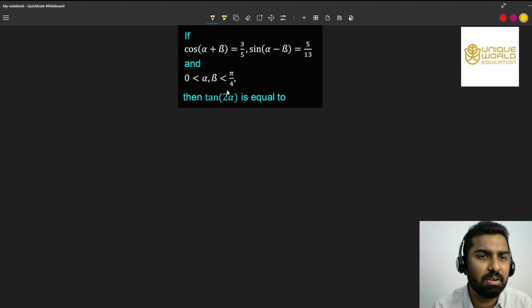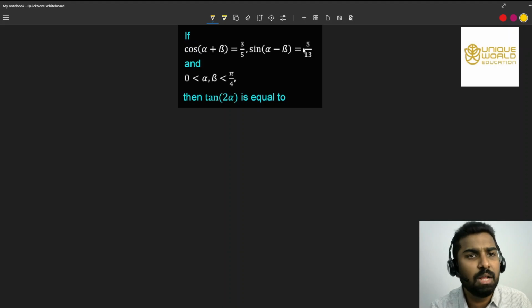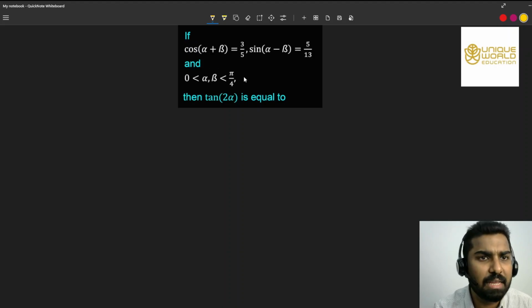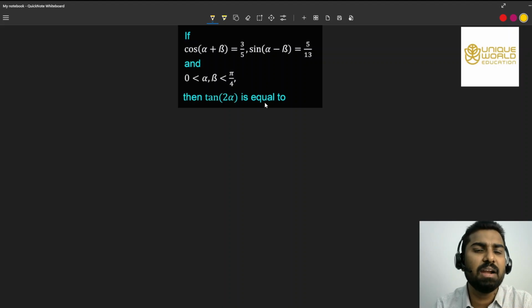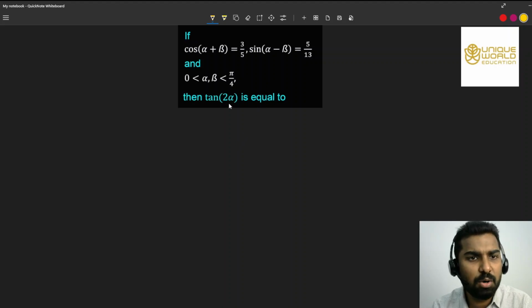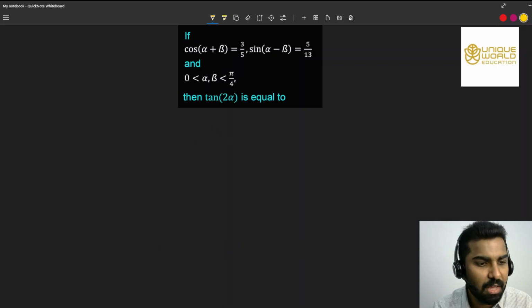Alpha and beta belong to 0 to pi by 4. So the angles will be lying in the first quadrant. Sine also, cos also, every function is positive in the first quadrant. We can identify this by easily observing. Now, how to find the value of tan 2 alpha? So, let's start the question.